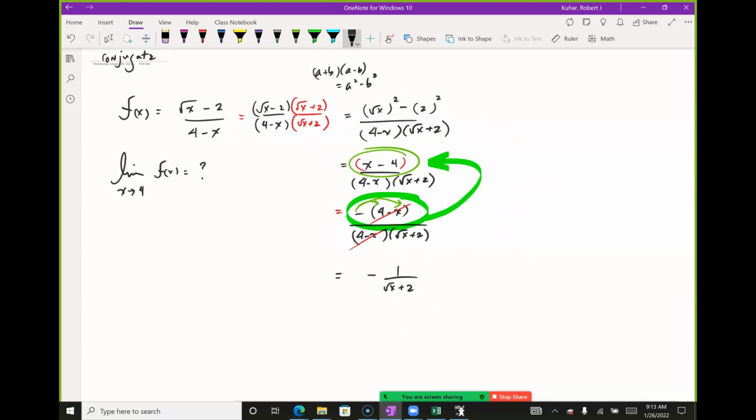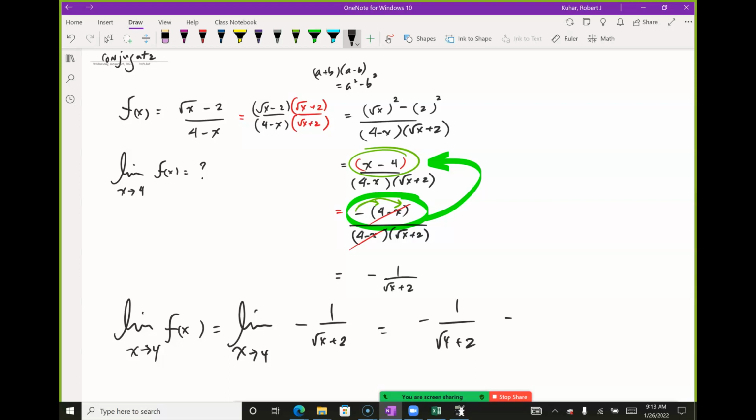Good. I'm ready to do my limit now, right? The limit as x goes to 4 of f of x is the same as the limit as x goes to 4 of negative 1 over square root of x plus 2. That one I can just plug in. And once I start to plug in, I'm no longer using my limit notation, right? And I get negative 1/4.